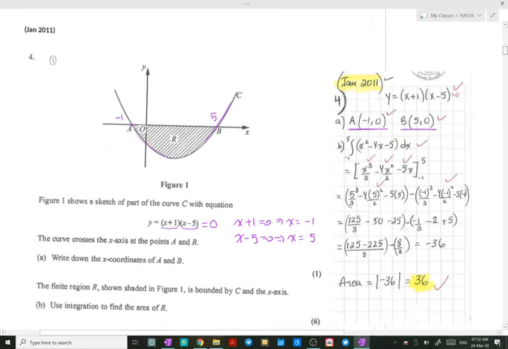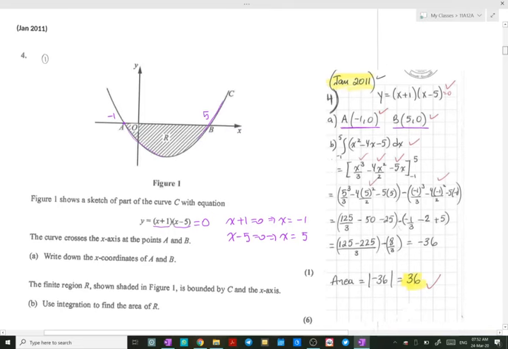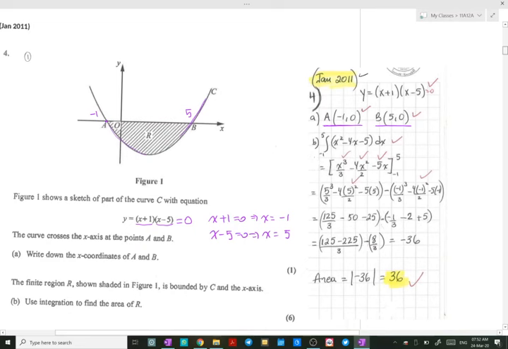The finite region R, shown shaded in the figure, is bounded by C and the x-axis. Use integration to find the area of R. So here you have to use integration, and it's the basic formula that you have to use. The only thing that you have to pay attention to is the bounds. So the bounds are minus 1 and 5. And you have to expand y, because you cannot integrate having y factored like this.